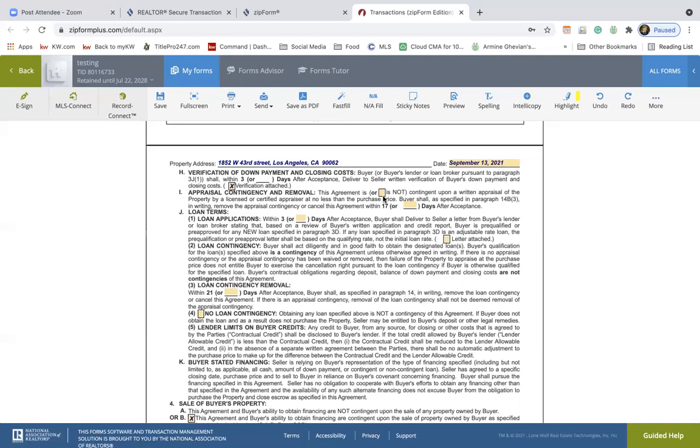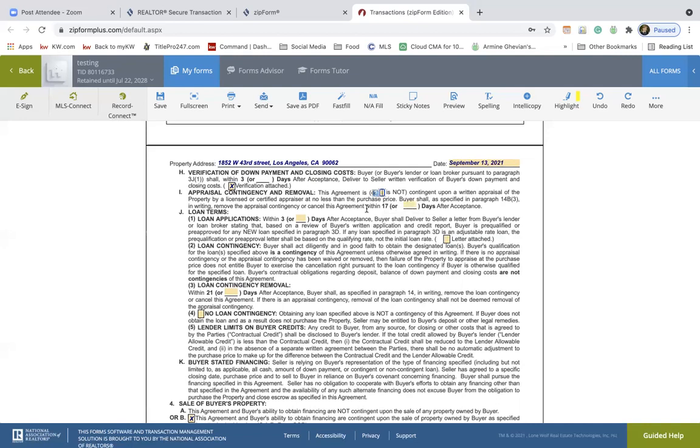Yes, when there is no contingency, when we mark this box, we have to add the appraisal contingency, meaning all cash. Okay. So basically, if there is no appraisal contingency, you have to checkmark this box and then add removal of appraisal contingency number 1, attached to this offer, have the buyer sign and send it with this offer.